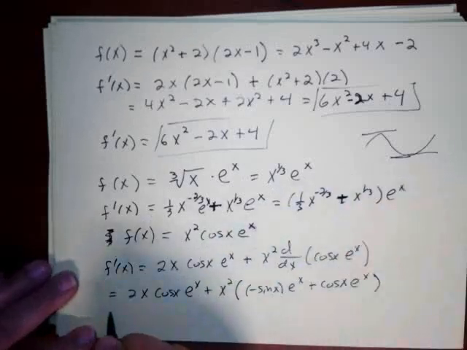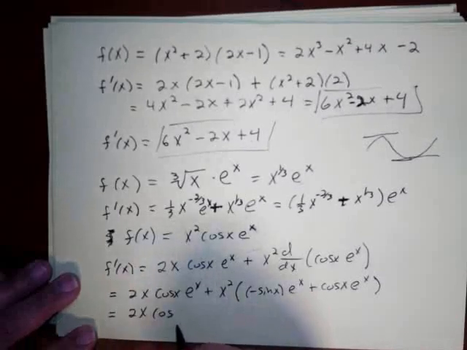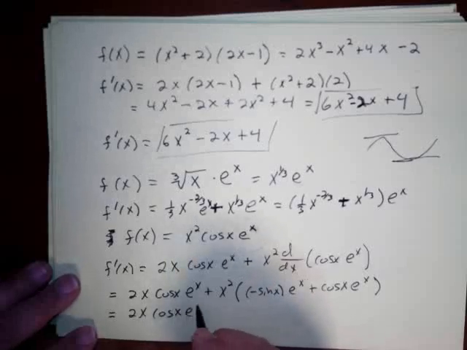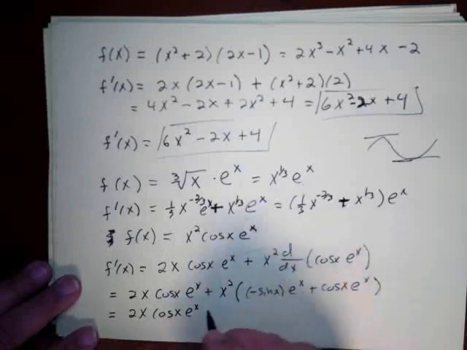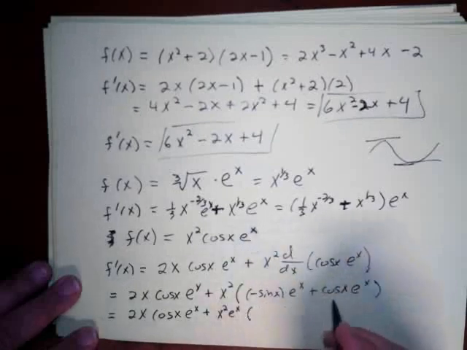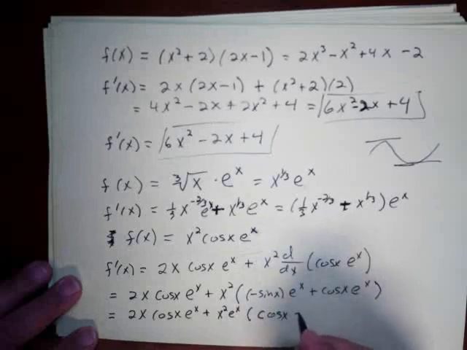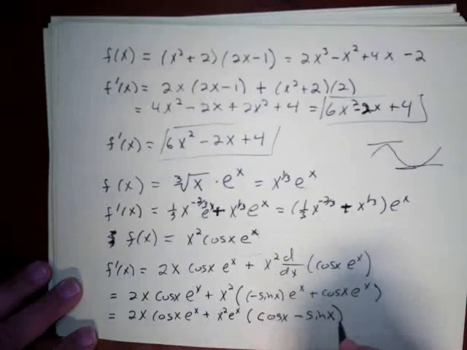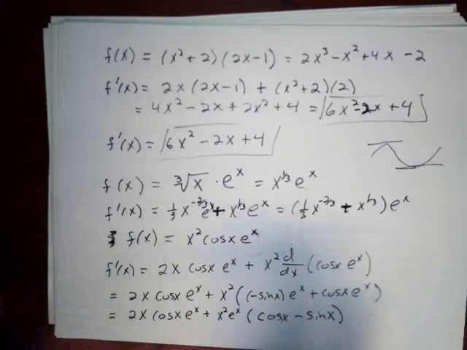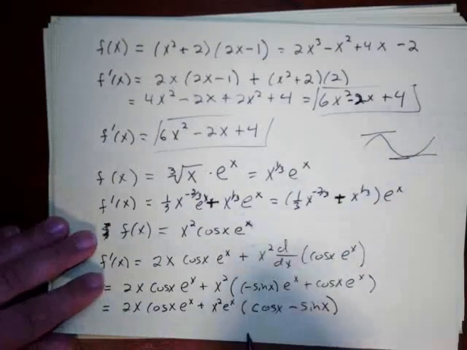Then I might simplify this like this: 2x cosine x e to the x, and then maybe I could pull out the e to the x, and then I'd get x squared e to the x, and inside parentheses, maybe I'll commute those around because of the negative in front of the sine: cosine x minus sine x. You could do that if you wanted to. You could even pull the e to the x out of both of those. It doesn't matter, but this is good. Just cleaned it up a little bit.